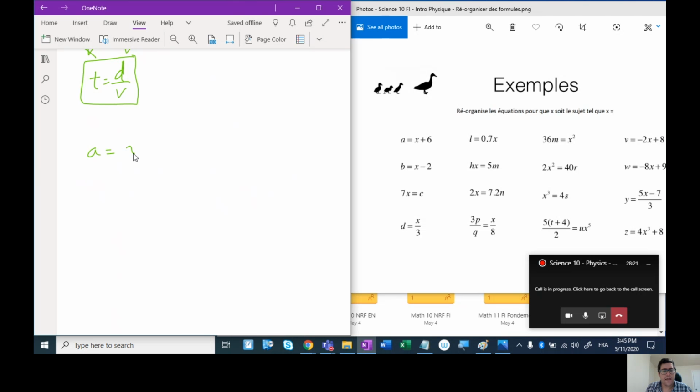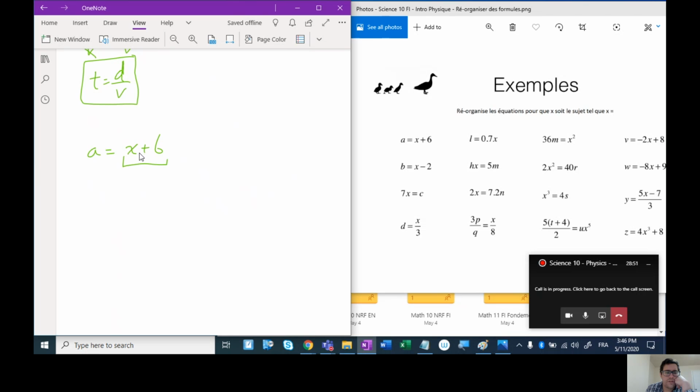A equals x plus 6. We have to solve for x. All the examples will ask you to isolate x, or make x the subject, which means isolate. So what do you have to do on both sides? Or should I say, what do you have to do on this side to isolate x?